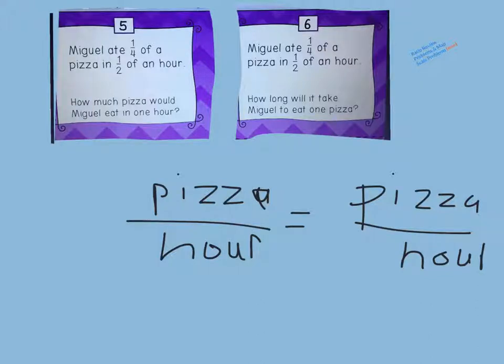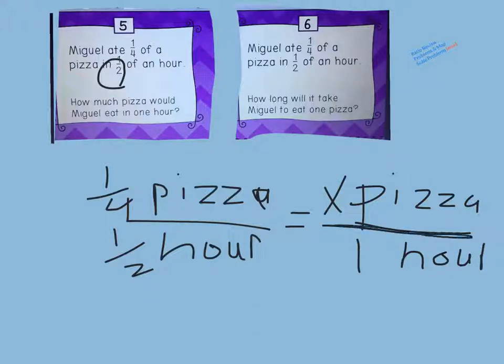So I'm going to read the problem. It says that Miguel ate 1/4 of a pizza in 1/2 of an hour. So 1/4 goes with pizza, and 1/2 goes with hour. Then I'm going to look at my question again, and it says, how much pizza would Miguel eat in 1 hour? So how much pizza? We don't know, so that's where I put my X. I don't know how much pizza. And how much pizza would Miguel eat in 1 hour? So I have a 1 on the bottom.